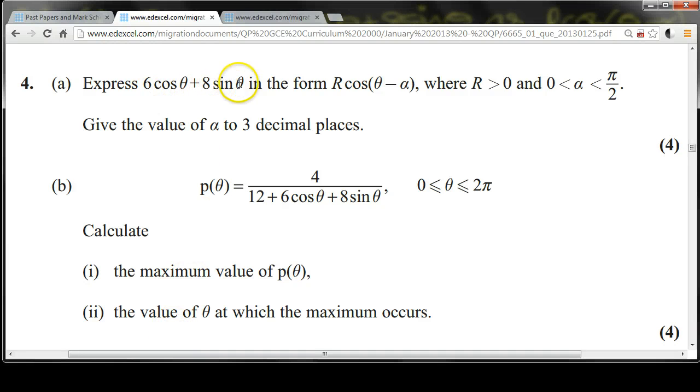Express 6 cos theta plus 8 sin theta in the form of r cos(theta minus alpha), where r is greater than 0 and alpha lies between 0 and pi over 2. Give the value of alpha to 3 decimal places. P of theta is equal to this, for theta between 0 and 2 pi. Calculate the maximum value of P of theta, and the value of theta at which the maximum occurs.